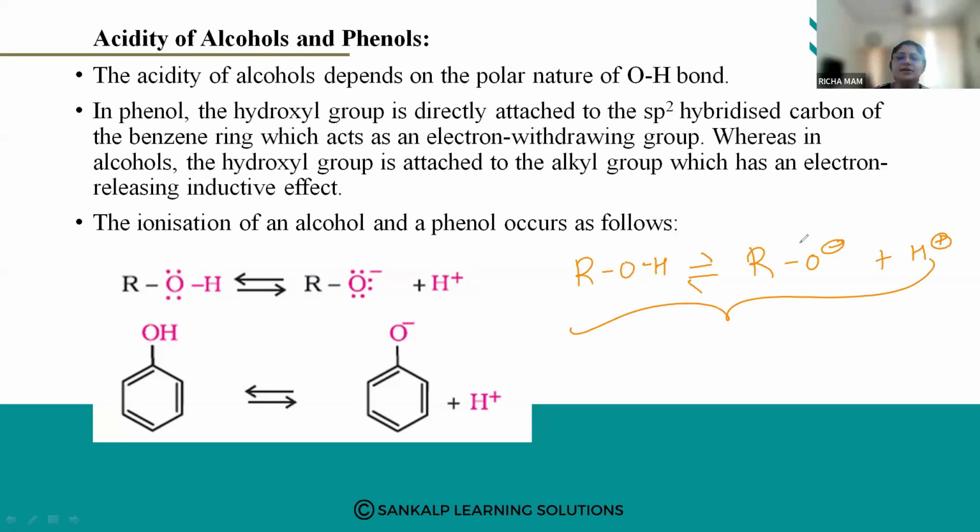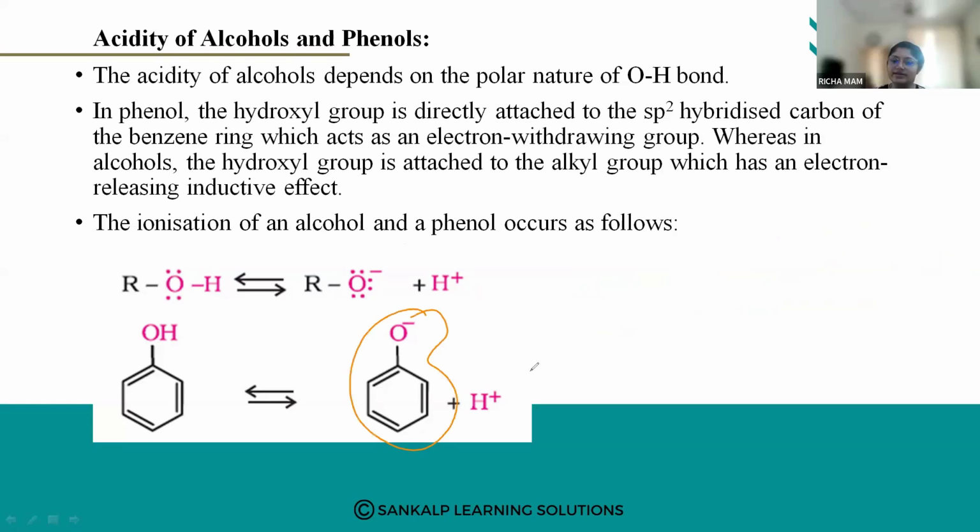So now when we are discussing this, what is formed? An alkoxide ion is formed, and a proton is released. So this is the case of your alcohols. Now suppose you have a phenol. So phenol will form what? Phenol will form a phenoxide ion, and a proton is released.